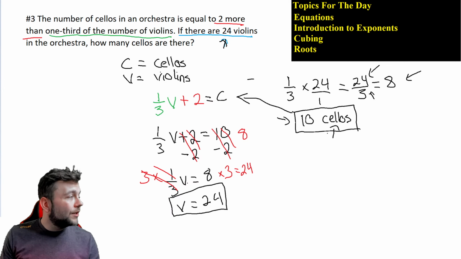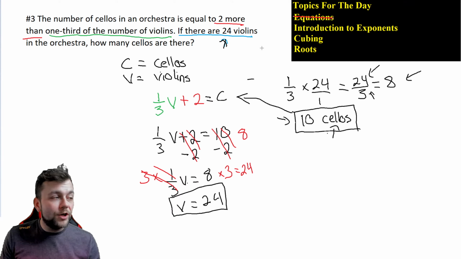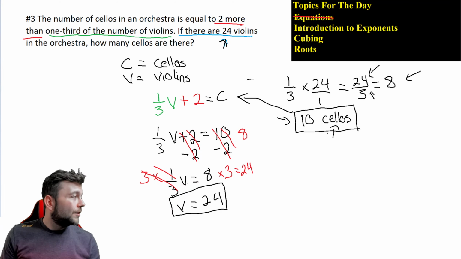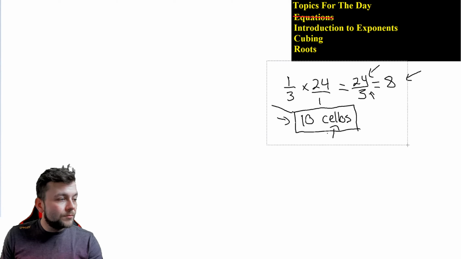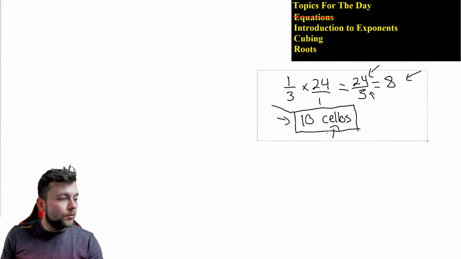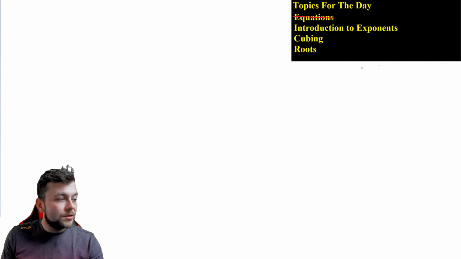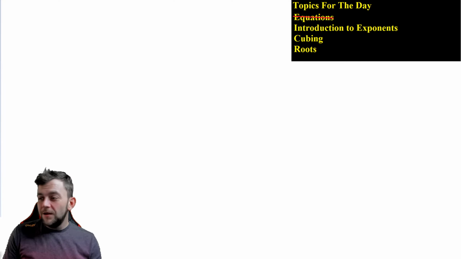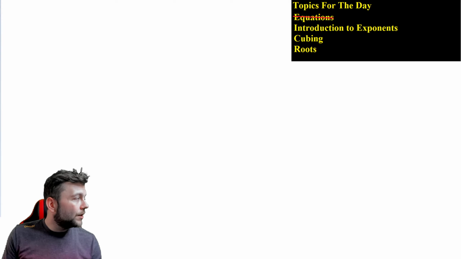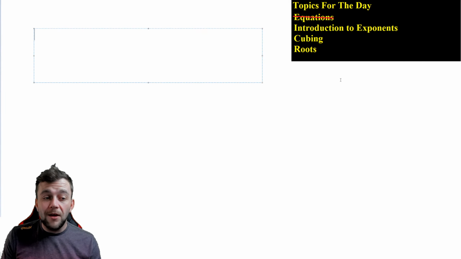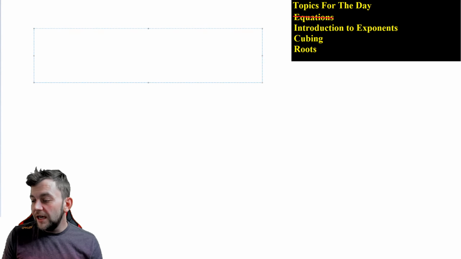We're not done yet, though. All we have completed for the day is the equations. Equations are done. Now, let's move on to what are exponents. I want to introduce you to the idea of exponents. I am going to write up on here again, so you can take either a screenshot or try to write this down. Kind of my idea of an exponent.